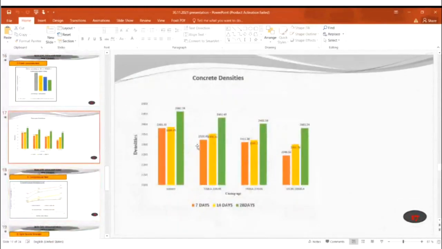For densities, here are the results. We realize that the densities. Can you conclude, please? 1 minute remaining.